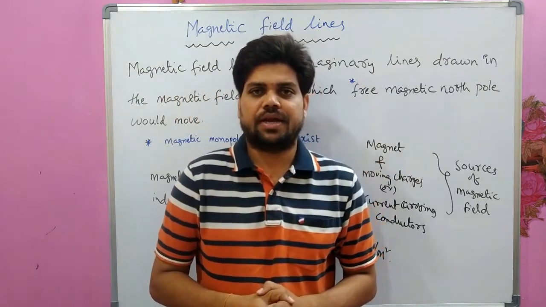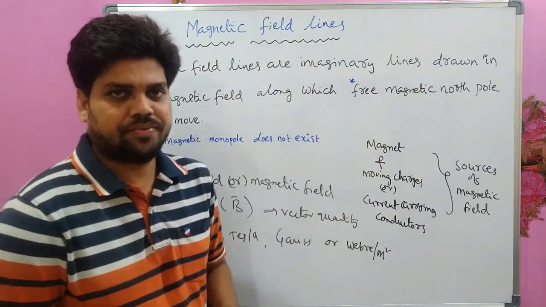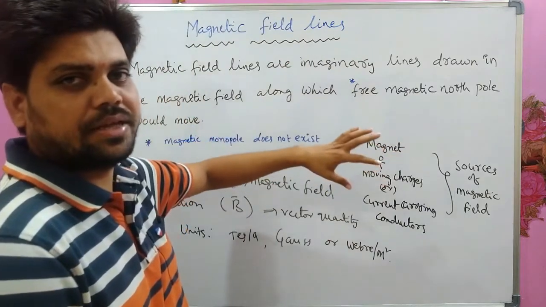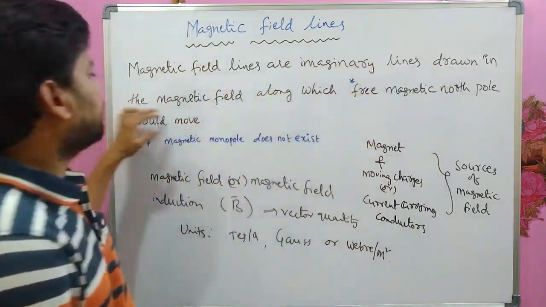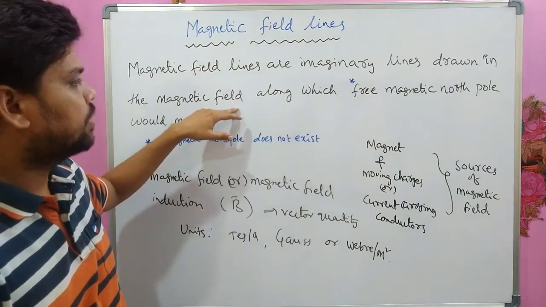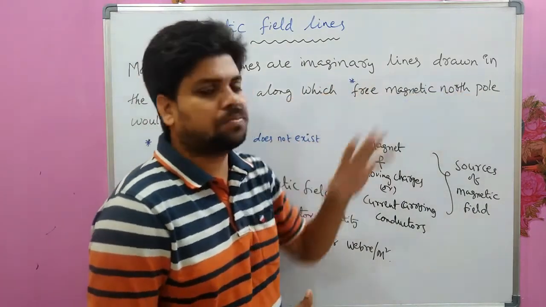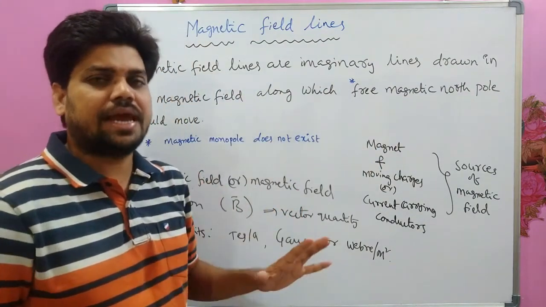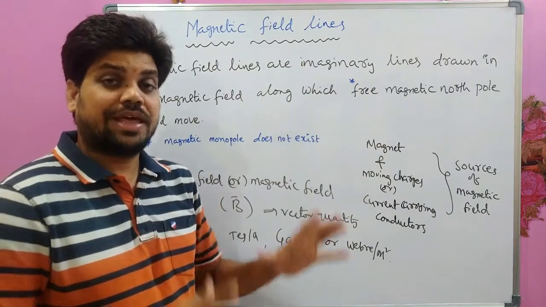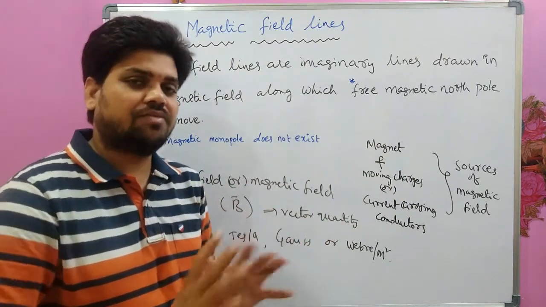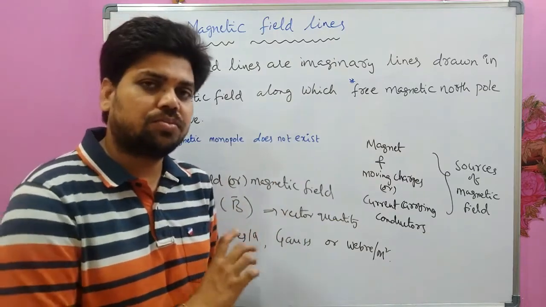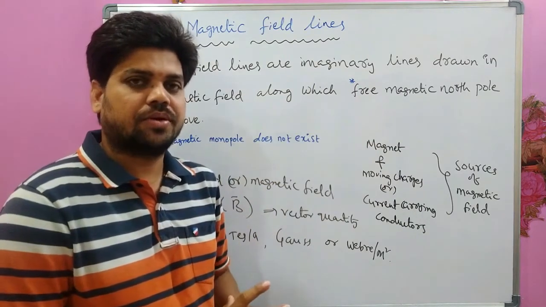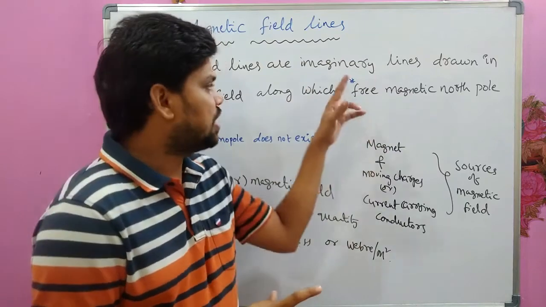Right? So what is a magnetic field line? It is a line which is imaginary, right? Which is drawn in the magnetic field, along which a free magnetic north pole would move. See, magnetic field lines are imaginary lines. They are drawn in the magnetic field, along which a free magnetic north pole would move if allowed to.